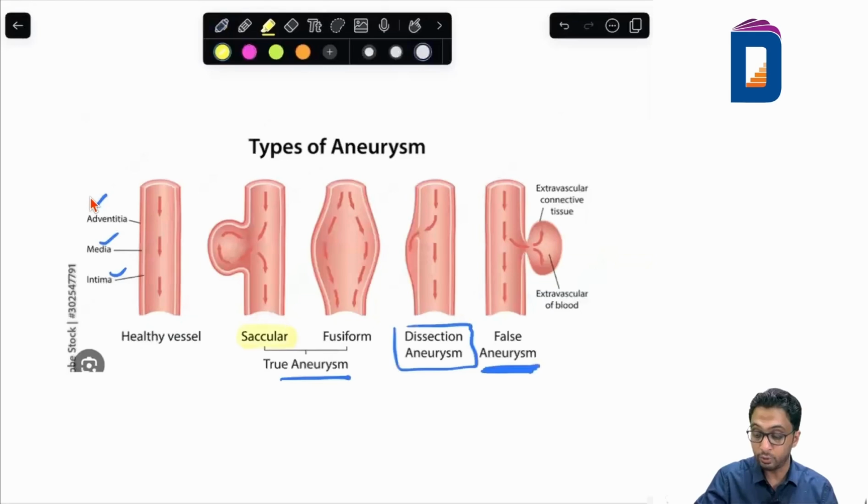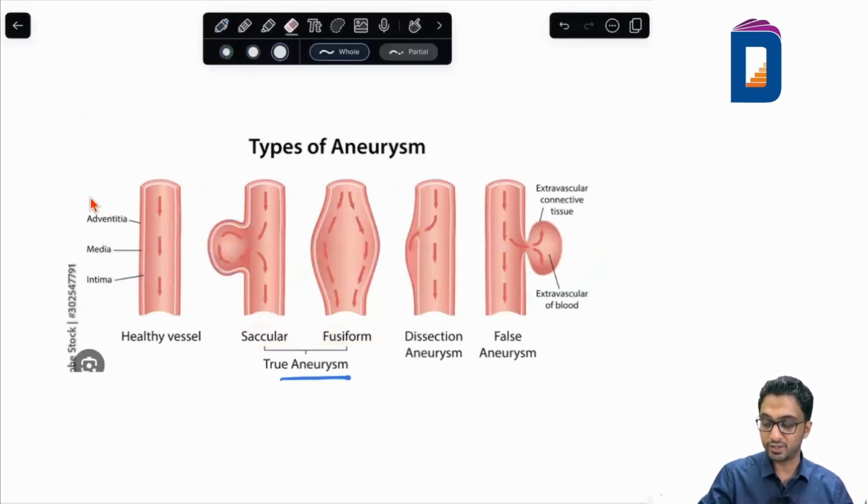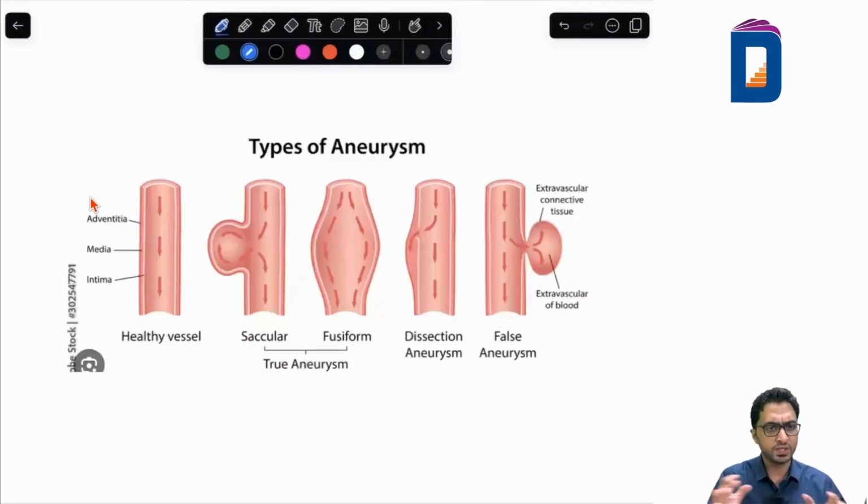A true aneurysm can be saccular or fusiform. Very simple to understand. It's in the form of a sac here. Here both sides are enlarged, fusiform. I hope you understand the major differences between these; I'll tell you the technical, or structural, difference. Basically, an aneurysm is just a bulge.